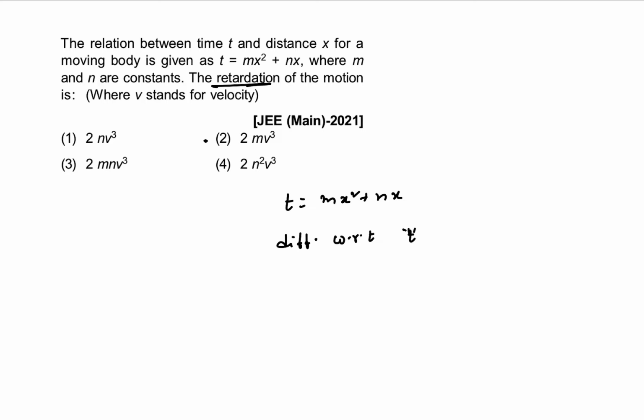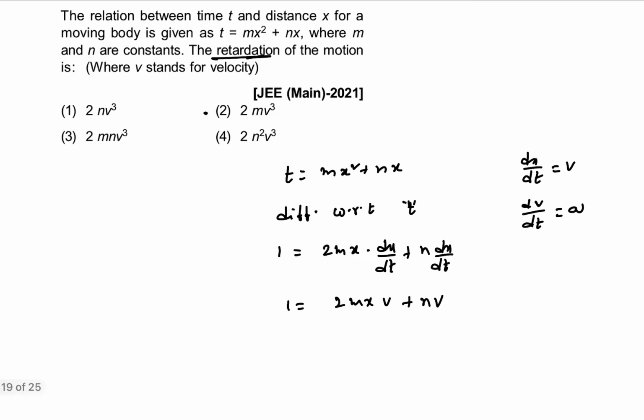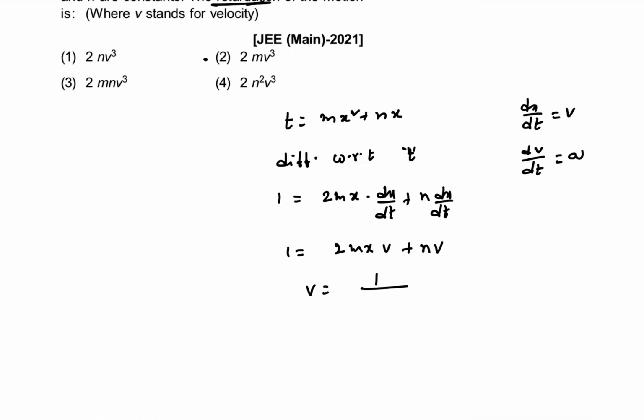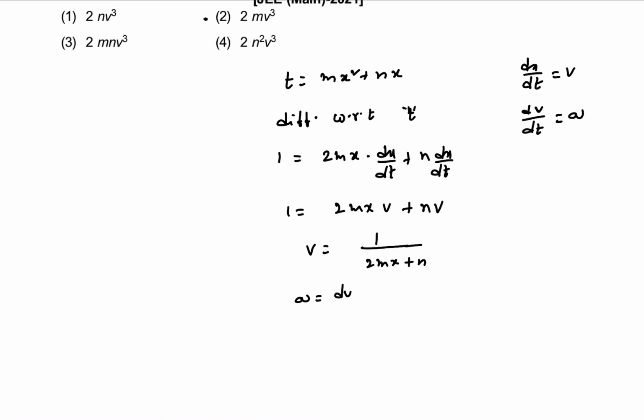I am writing now. Differentiate with respect to time t. Why should I do with respect to t? You need to get the dx by dt value is equal to v. Again we can write the dv by dt value is equal to acceleration. That's why. Okay. Now differentiating. Differentiation of t is 1. We can write it as 2mx into dx by dt plus n into dx divided by dt. I can get 2mx into v plus n into v. From this, v is equal to 1 by (2mx plus n).